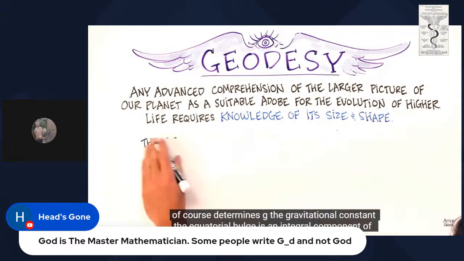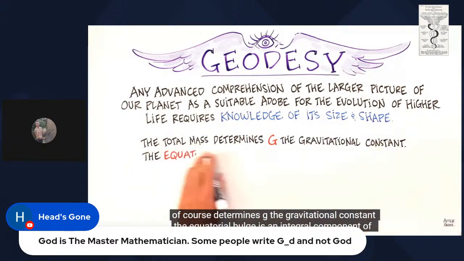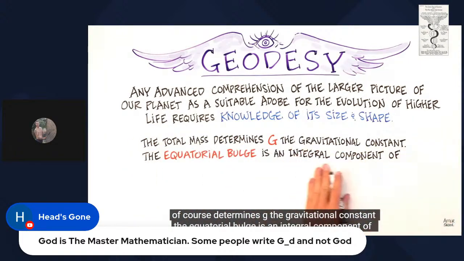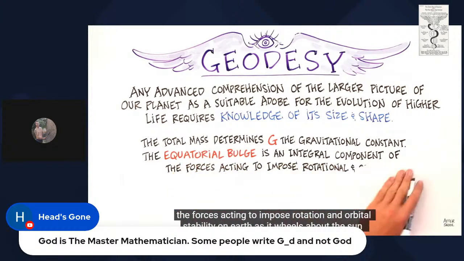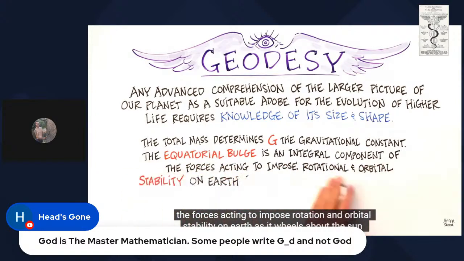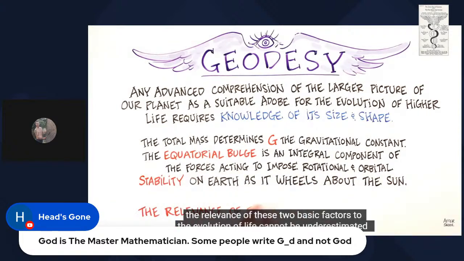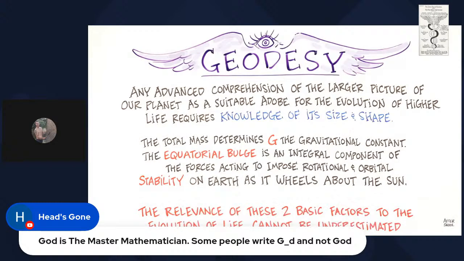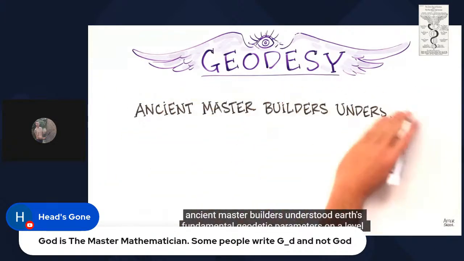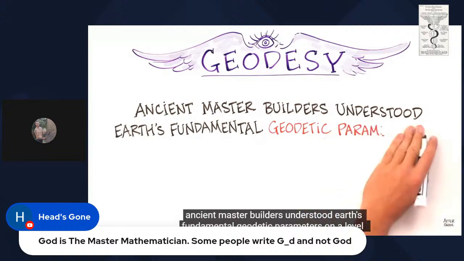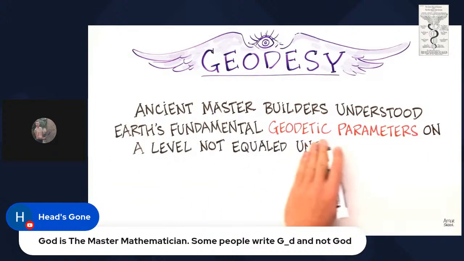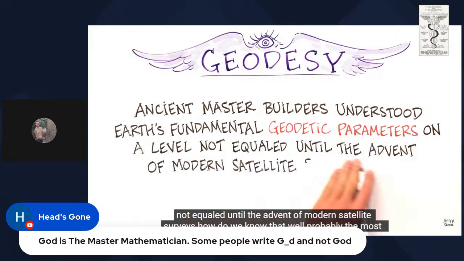The total mass, of course, determines g, the gravitational constant. The equatorial bulge is an integral component of the forces acting to impose rotation and orbital stability on Earth as it wheels about the sun. The relevance of these two basic factors to the evolution of life cannot be underestimated. Ancient master builders understood Earth's fundamental geodetic parameters on a level not equaled until the advent of modern satellite surveys.